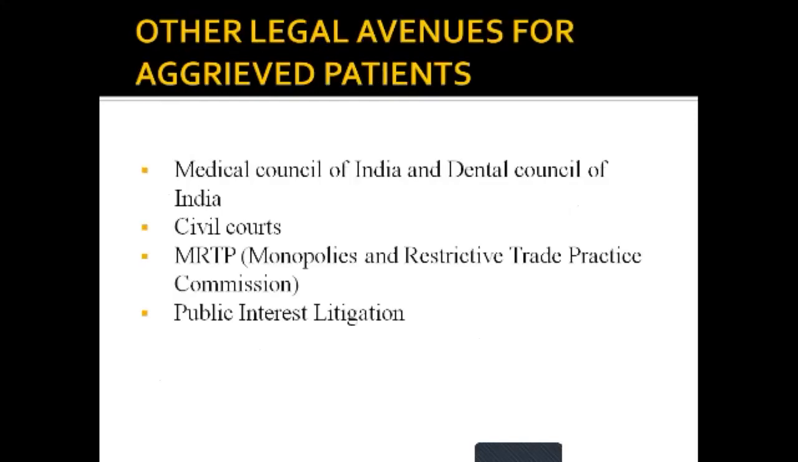So these are your different forums. That is your district forum, then your state forum, and then your national forum, and then finally you have your Supreme Court where you have the final appeal. So if any aggrieved consumers are there, they can file from the district forum to the state forum, and likewise from the state forum to the National Commission, and then from the National Commission finally to the Supreme Court.